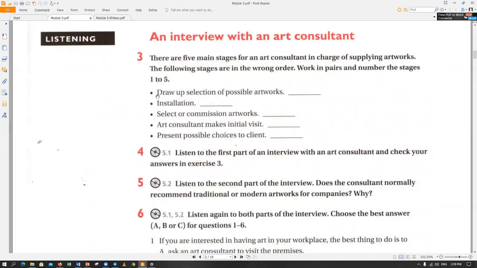Okay, let's move on to the listening part. So read the instruction first.